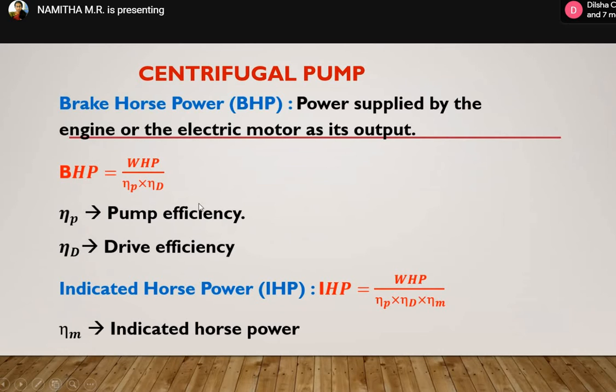Okay, there may be some drives, some direct drive or indirect drive. So the efficiency of the drive is also accounted for here. Then that is brake horsepower. This is the actual power.